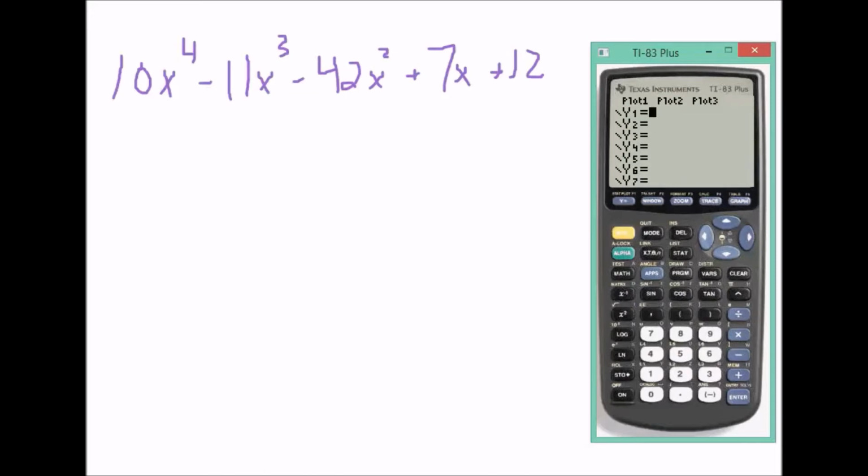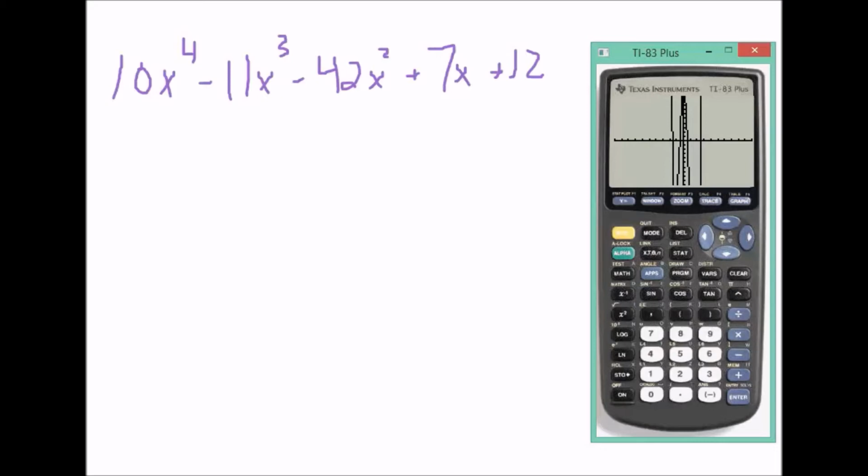So plug in this equation, 10x to the 4th minus 11x cubed minus 42x squared plus 7x plus 12 and graph. And we get something like this. That's not very useful, so let's go ahead and press zoom.